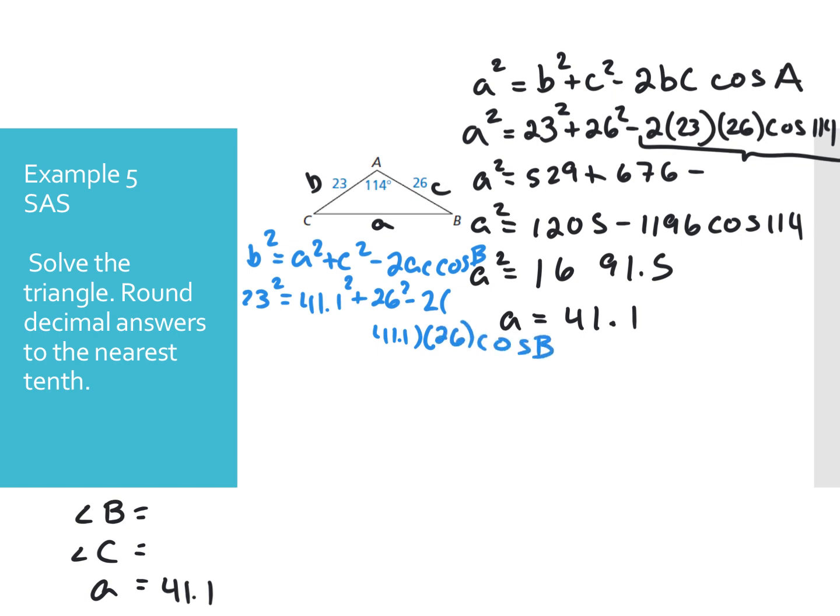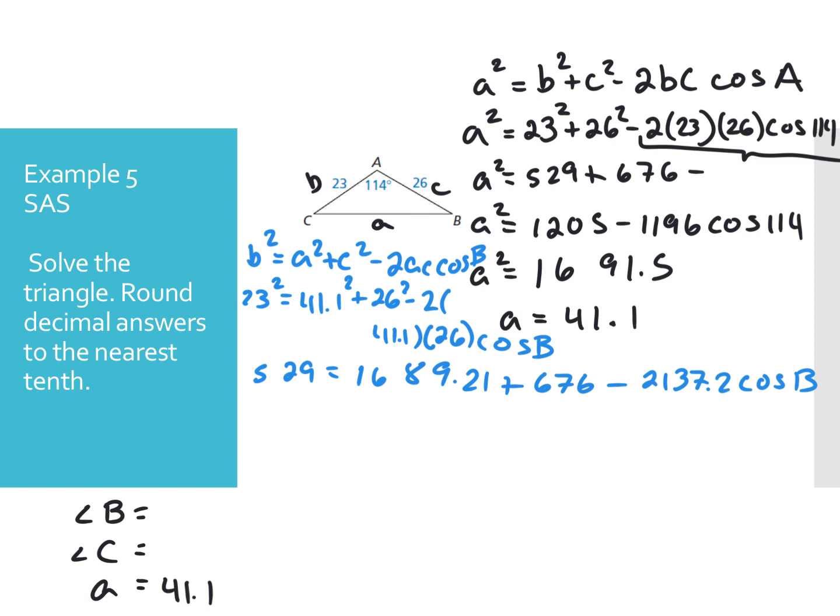Now I'm going to go ahead and do 23 squared. That's going to be 529 equals 41.1 squared. That's going to be 1689.21 plus 26 squared. That's going to be 676 minus 2 times 41.1 times 26. We're going to get 2137.2 cosine B.